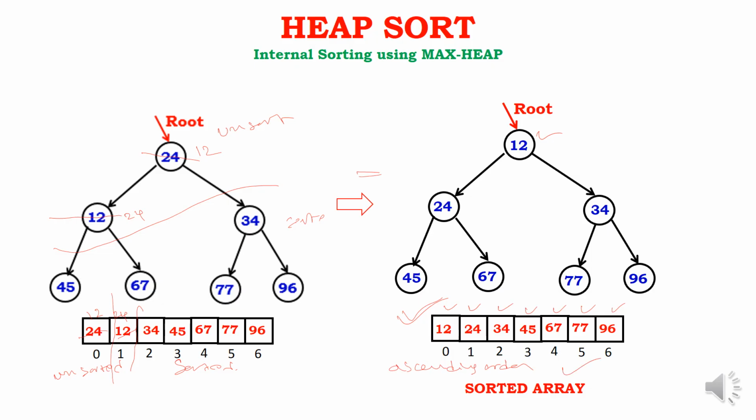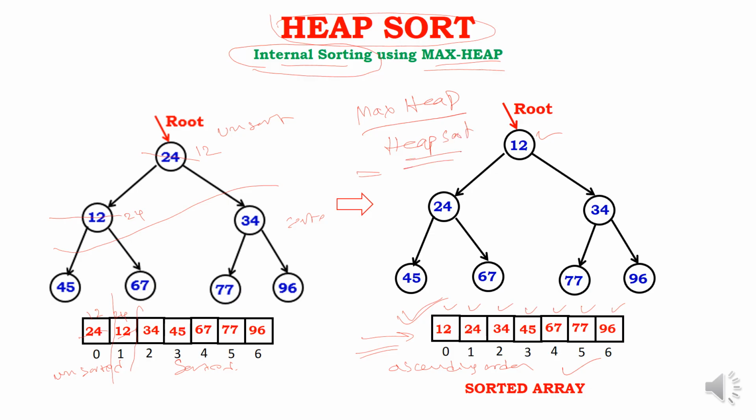That is the sorted array. So why is it said to be internal sorting? We have used max heap to sort elements, which is said to be heap sort. But why it is said to be internal sorting: we have not used any external array to store the ascending ordered elements. The same array we have used to rearrange the elements. That's why this kind of sorting is said to be internal sorting. To sort elements of an array, we have used max heap. So it is said to be heap sort.